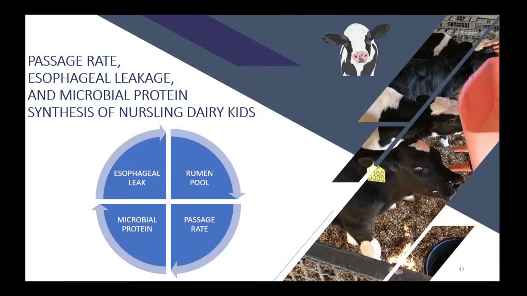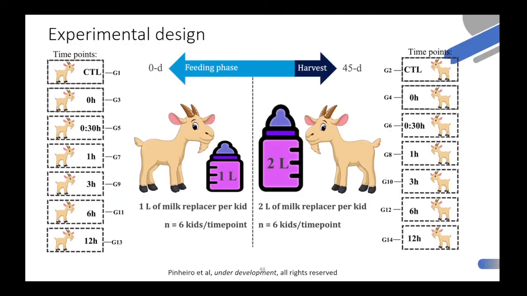So we designed a study to first, and calves are a little more complicated because we don't know how much milk is leaking from the esophageal groove. We don't know. People say that it's 5%, some people say 1%, some people say 10%. So we designed this study: we put markers on the milk, we fed those animals and harvested those animals this many hours after feeding. So we have the control before feeding, right after feeding, half an hour, 1 hour, 3 hours, 6 hours, and 12 hours, 6 calves per time point, with low or high milk intake.